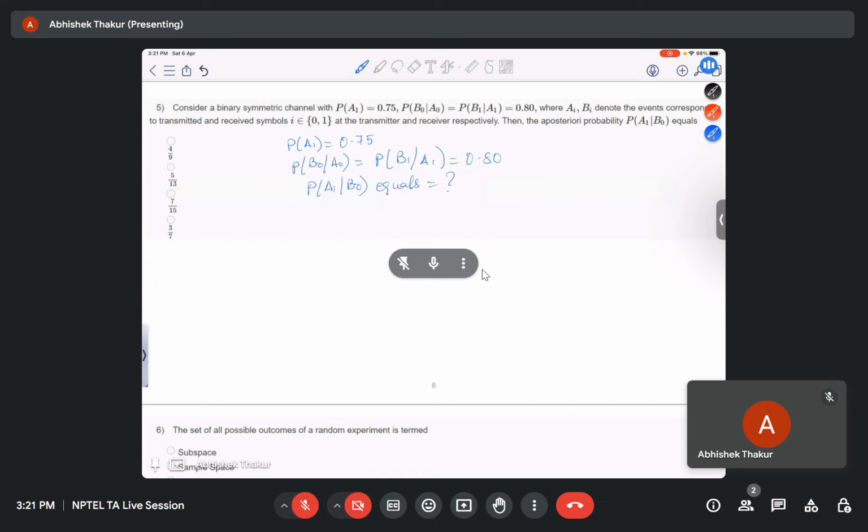So it is a binary symmetric channel. Let us suppose A naught, A1, B naught, B1. Probability of B naught given that A naught has occurred is 0.80, and probability of B1 given that A1 has occurred is 0.80. It is asking for the probability of A1 given that B naught has occurred.